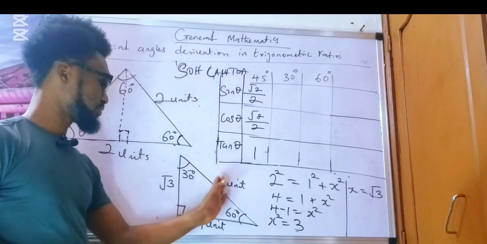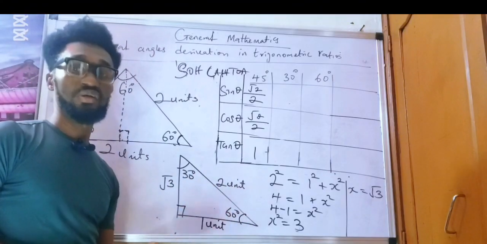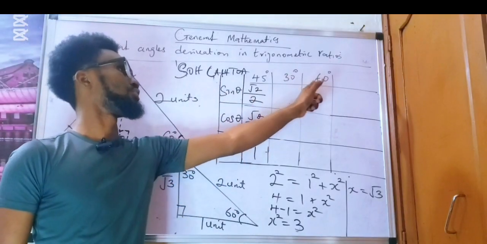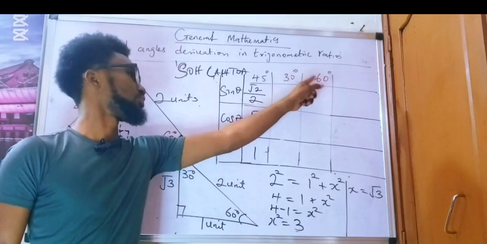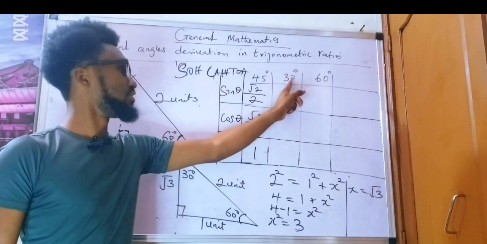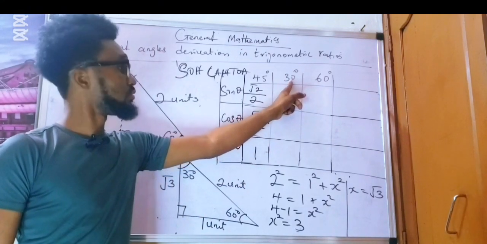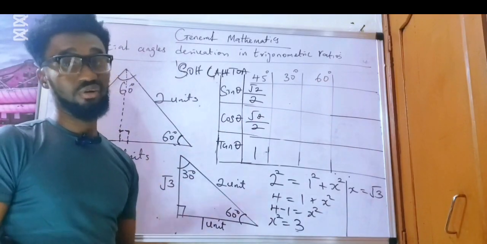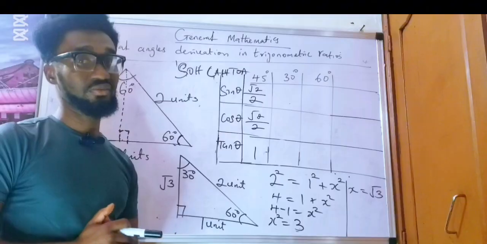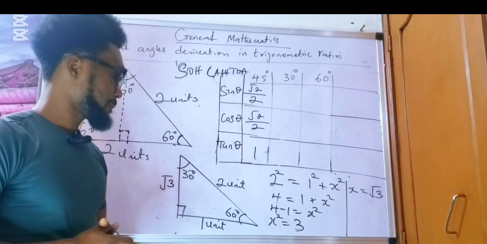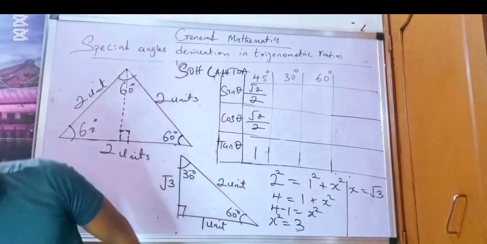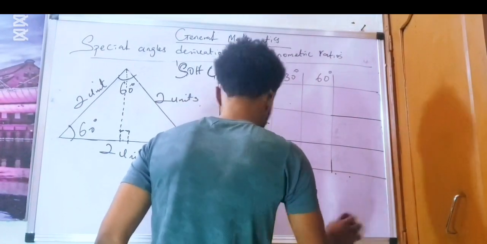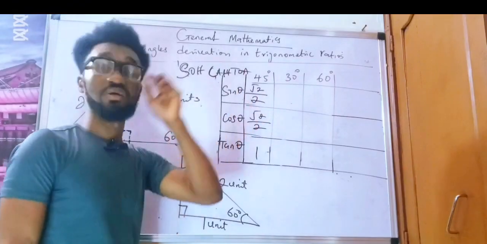With all these sides now determined, it is very easy for us to determine the sine, cos, and tan of this particular angle and this particular angle. We can derive all of these things very, very easily without stress. I'm going to start with the first angle here, which is angle 30 degrees.